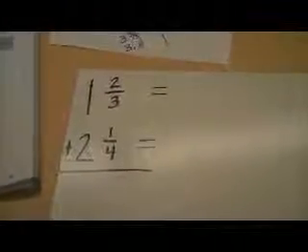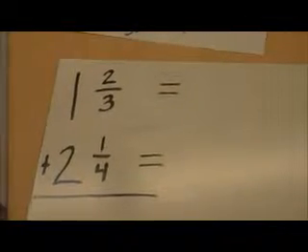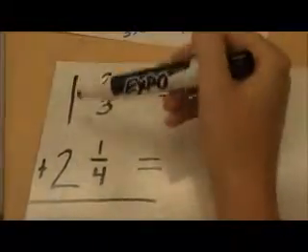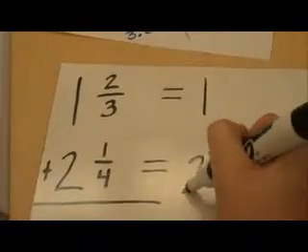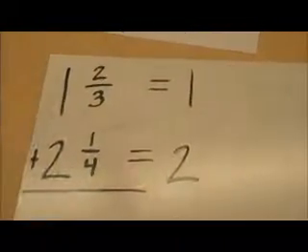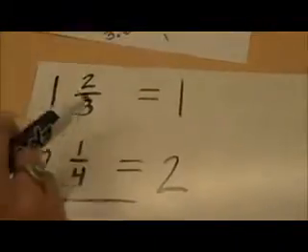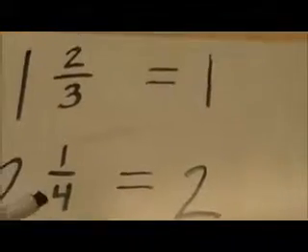We're going to add mixed numbers. So my problem says 1 2/3 plus 2 1/4. Well, we already know how to add whole numbers, so I'm going to go ahead and rewrite my whole numbers over here, and then we'll come back to that later. What we need to focus on is our fractions. I have 2/3 and 1/4.